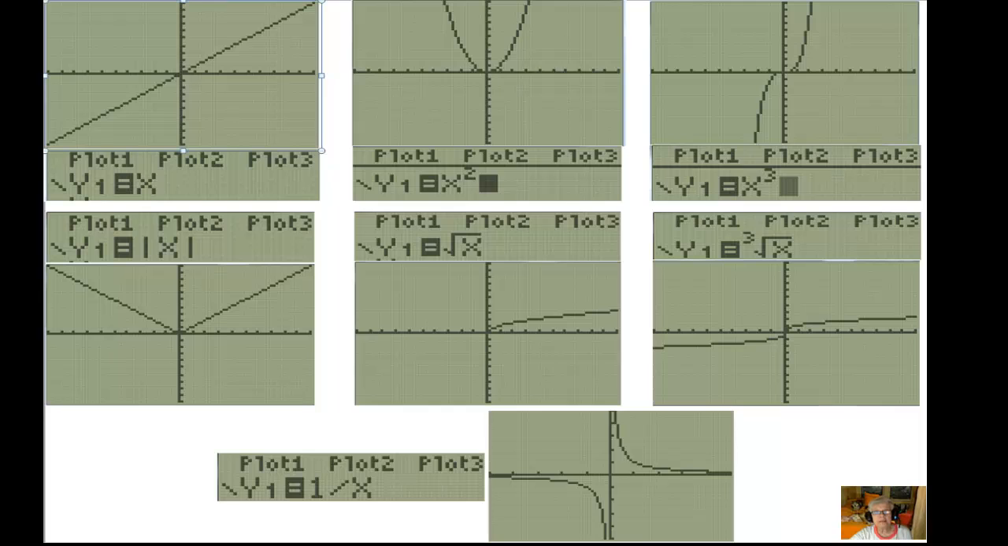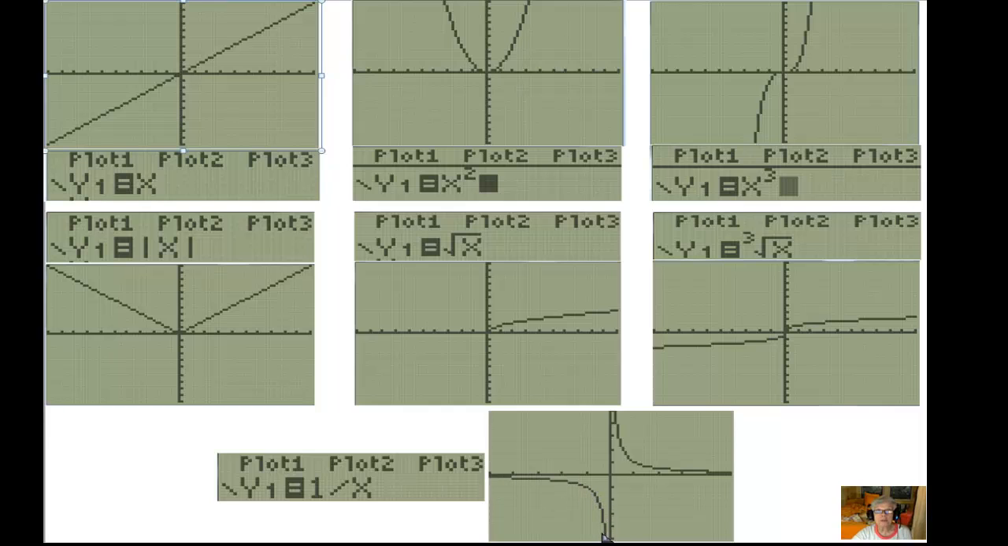We're going to undertake a very involved topic, and some of the things you're going to have to do are memorize these seven graphs. All right, and we're going to go over them right now. This is the graph of y equals x right here, straight line through the origin. This is the graph of y equals x squared. This is the graph of y equals x cubed. This is the graph of y equals the absolute value of x. This is the graph of y equals the square root of x. This is the graph of y equals the cube root of x. And this is the graph of y equals 1 over x.